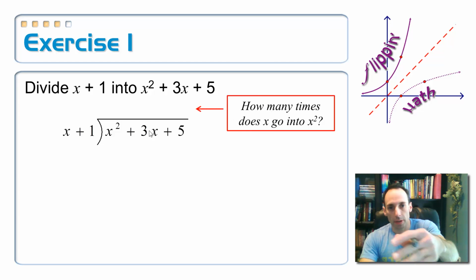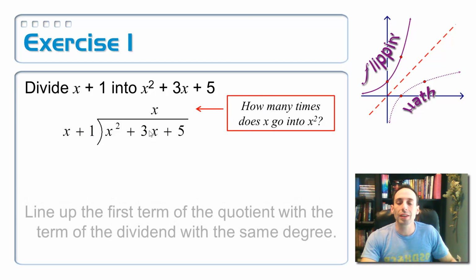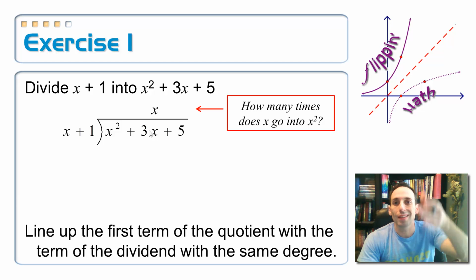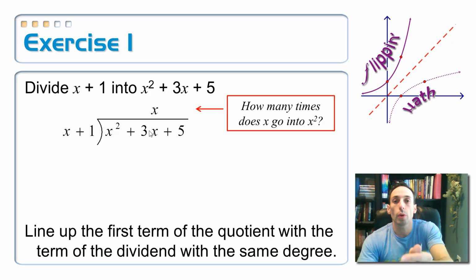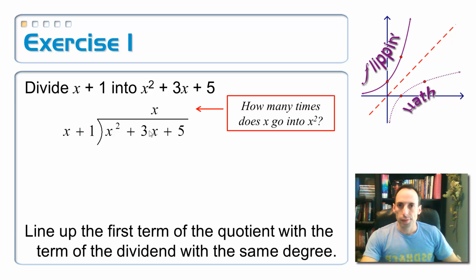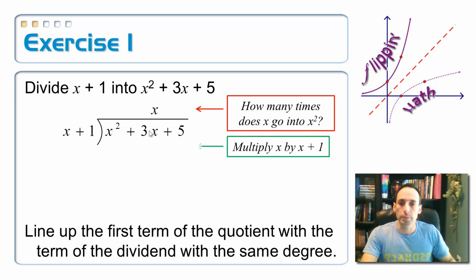You have to multiply it by x. So again, how many times does x go into x squared? It goes in x times. Whenever you find out how many times it goes in, line it up with the appropriate term of the same degree. So x is going to go right on top of 3x because they both have a power of 1. Now what do I do with that x? I take that x and I multiply it times x plus 1, and I put it right underneath the polynomial I'm dividing it into. So x times x plus 1 is x squared plus x.